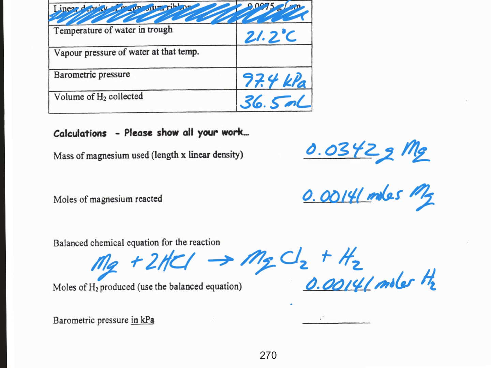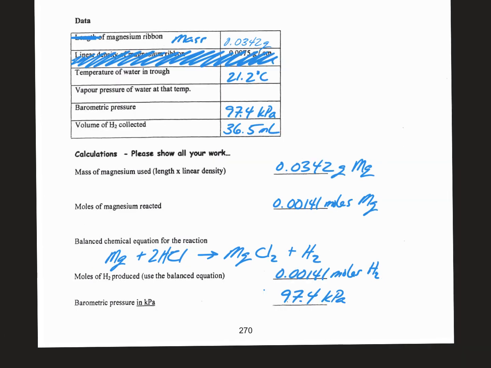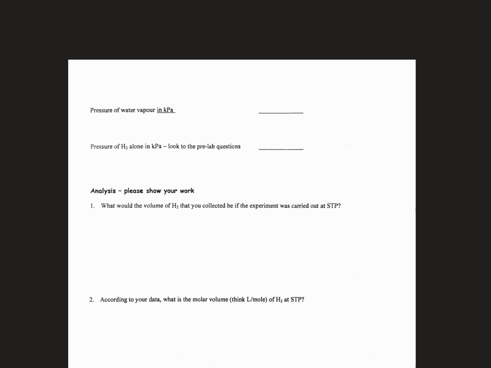Now, what was the barometric pressure in kPa? It was 97.4 kPa. The next part of this is we need to find the vapor pressure of the water vapor in the container, in the eudiometer. How are we going to do that? We are going to do this. Here's some mercury.